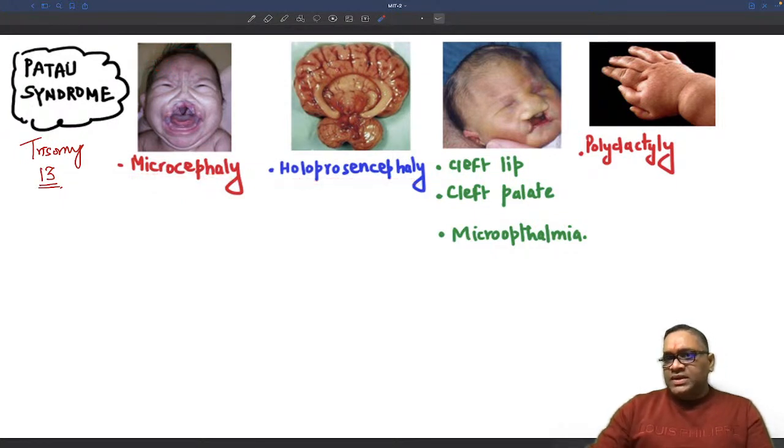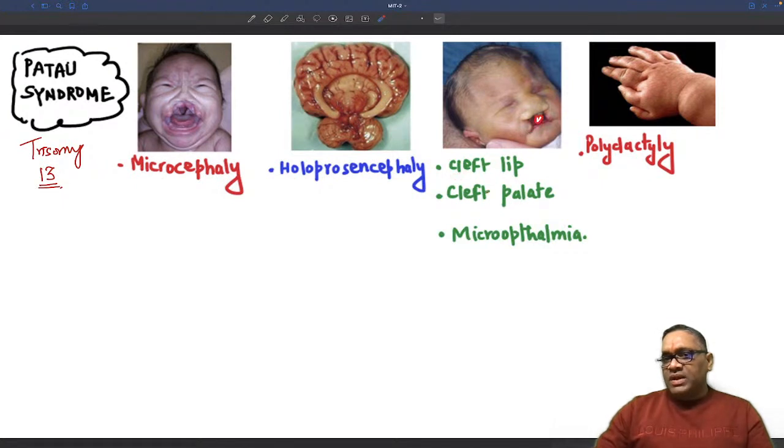Holoprosencephaly means there is no separation of the right and left cerebral hemisphere. Usually there will be a separation of the right and left cerebral hemisphere. So here there is no right and left cerebral hemisphere, which is called holoprosencephaly. Whole forebrain is in one part, right? So this is holoprosencephaly. So Patau syndrome, trisomy 13: microcephaly, holoprosencephaly, and there is a cleft lip.